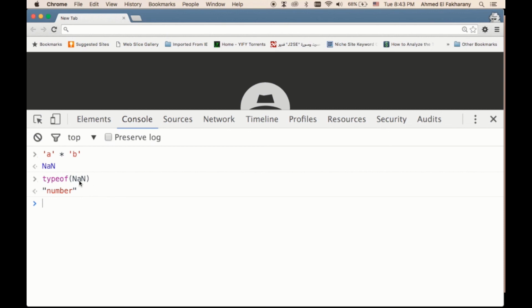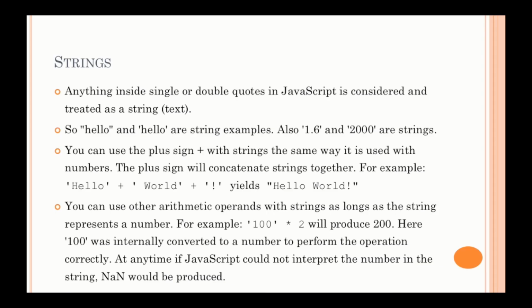And again, NaN is like Infinity. It is a built-in variable in JavaScript, and it is of type number. Now, in the next lecture, we are going to deal with strings, so stay tuned.